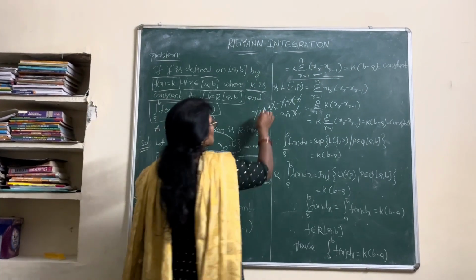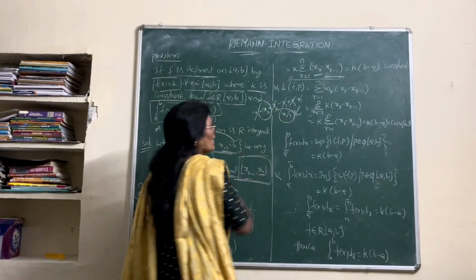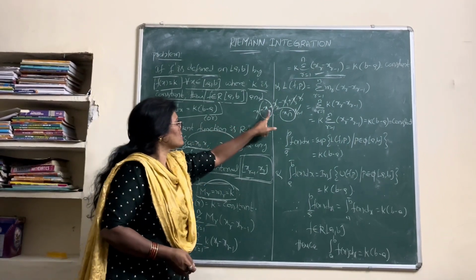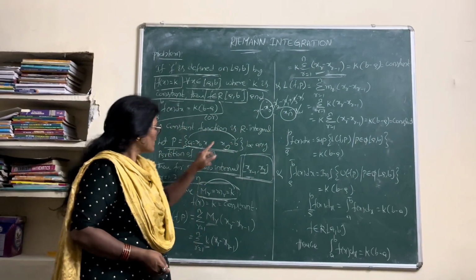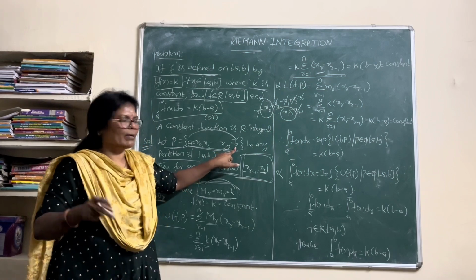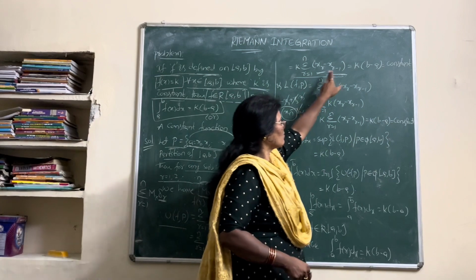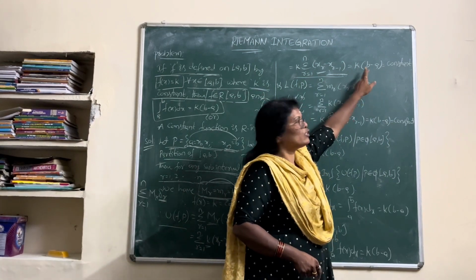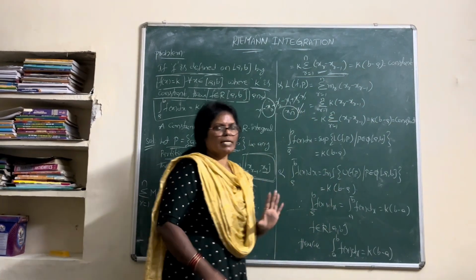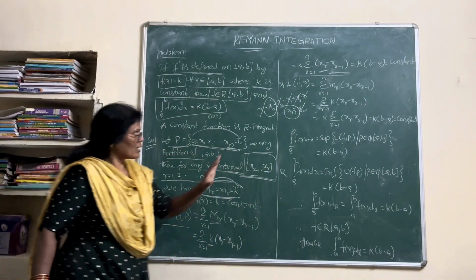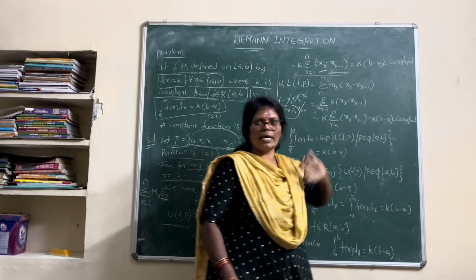So what are the remaining terms? The x0 and xn terms. So here we get xn minus x0, where xn is nothing but b and x0 is a. So that is the length of the interval, b minus a. So k into b minus a is the constant value. The upper Riemann sum is nothing but k into b minus a.